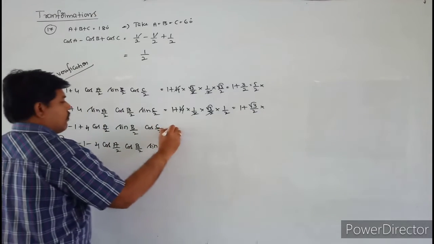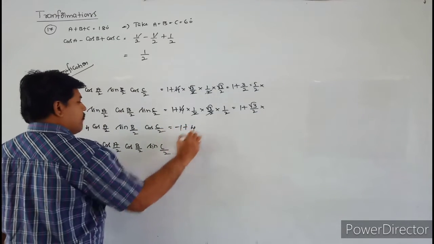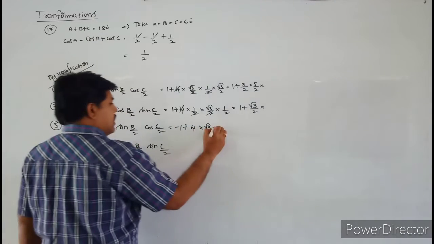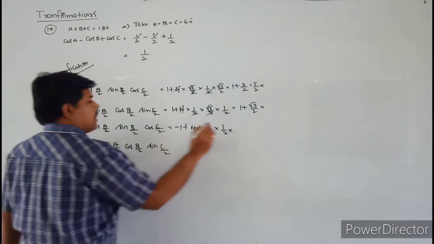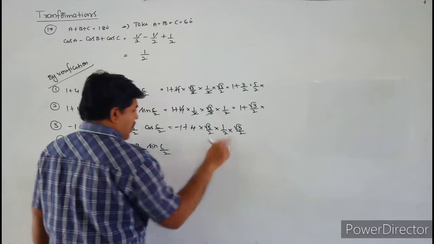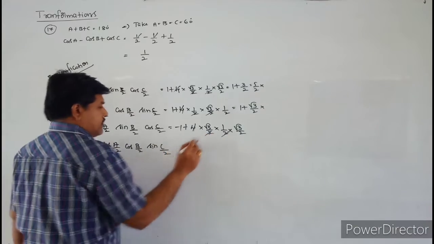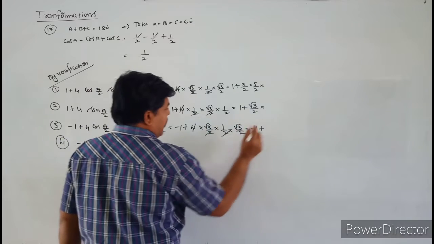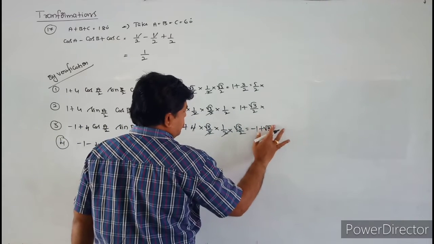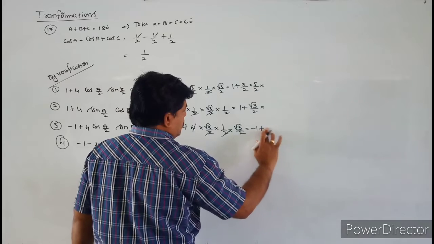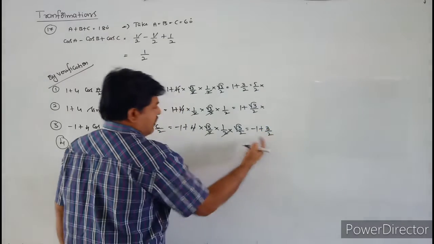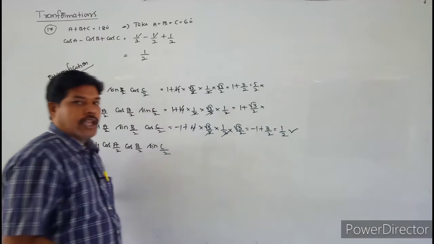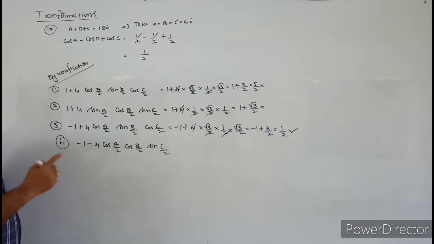So take the next one. That is minus 1 plus 4 into cos 30, which is root 3 by 2, and sin 30, which is 1 by 2, cos 30, which is root 3 by 2. So here 2 and 4 will be cancelled. It will become minus 1 plus 3 by 2. Take the LCM, students: minus 2 plus 3 is 1 by 2. Maybe it is the answer. Okay, check the next one also, then we can be clear.